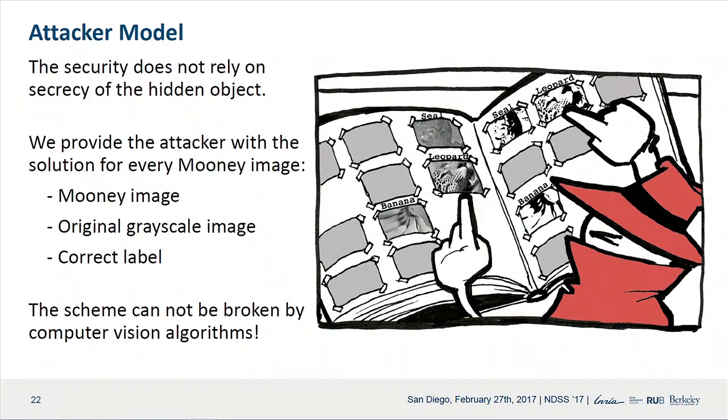In our attacker model, it's quite different. The first assumption we always get is, hey, I have recognized what can be seen here, so I have hacked your system. But it's different. The security does not rely on being able to recover what can be seen. So if you are clever and able to write a computer vision algorithm that can recover what can be seen, it's no problem for us. In fact, we make it easier for you. We provide the attacker with the Mooney image, the original image, and the label. And still, the attacker is not able to impersonate a user.